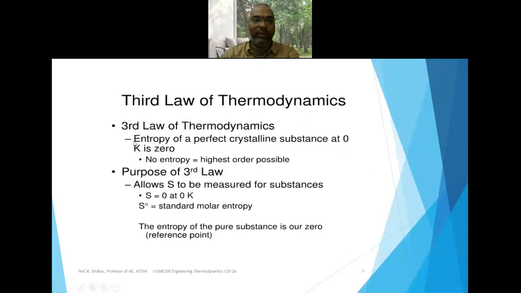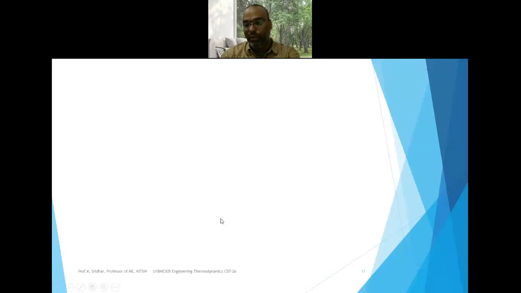So we can say that the entropy of a perfect crystalline substance at 0 Kelvin, that is at absolute zero temperature, is zero. What is the reason? Because no entropy means there is no disorderness of the molecules. That is the highest order possible, that is, highly orderly placed molecules. That's why we do not have any entropy value at absolute zero temperature. That is the meaning of the third law of thermodynamics.